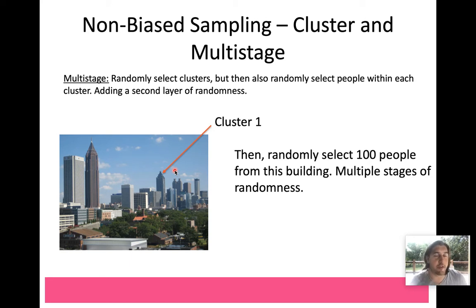let's say that that school has 5 second grade classrooms. We would then randomly select 2 of those second grade classrooms. So we randomly selected the school, and then we randomly selected the classrooms. So cluster sampling plus an additional layer of random selection.